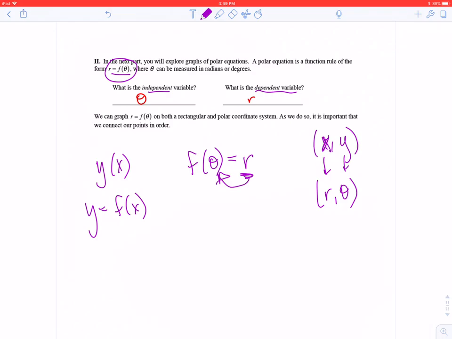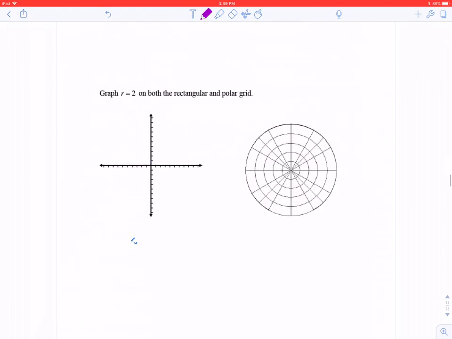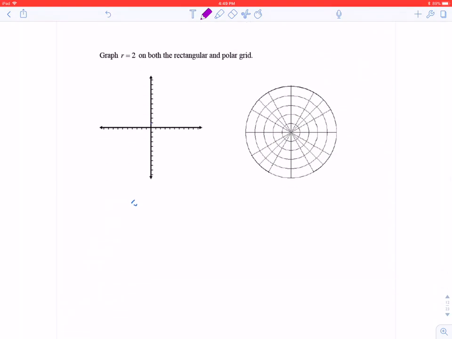X is our independent variable, but r is not our independent variable. So don't get in the habit of associating x with r, even though it comes first. If we turn, or I guess we're going down, we can plot these on a rectangular graph. This is your theta axis because it's independent. R depends on theta. R equals 2.